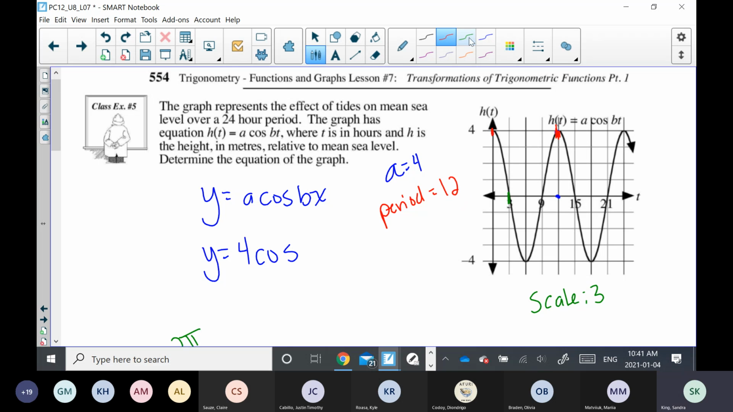Or you could have said, okay, is there another way we could have gotten the period? Yeah, you could have, let's say, started here. That would be your shape there before it repeats itself. From 3 to 15, or 15 minus 3, would be 12 units. This graph repeats itself every 12 units.